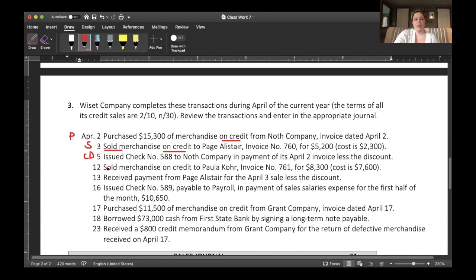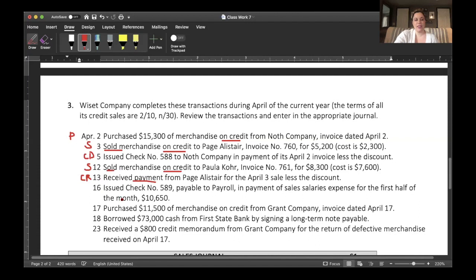The 12th, sold merchandise on credit. It's on credit, therefore we know it's not one of the cash ones, and we sold it. It's a sale. The 13th, received payment. If we're receiving payment, which one do you think it would belong in? It would be cash receipts.